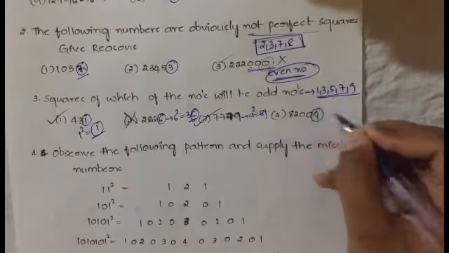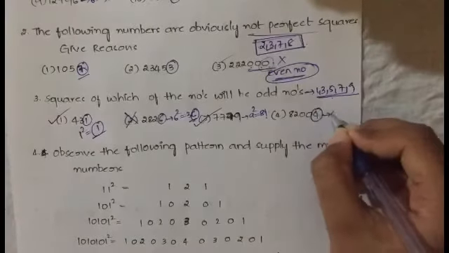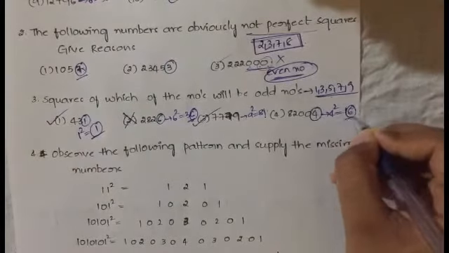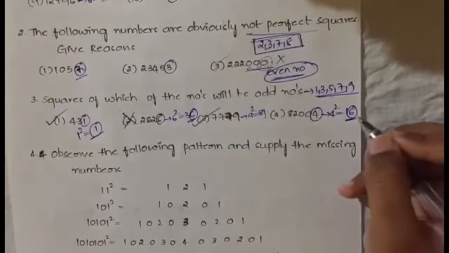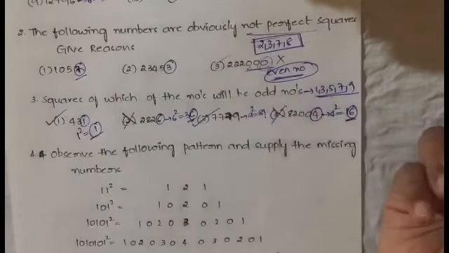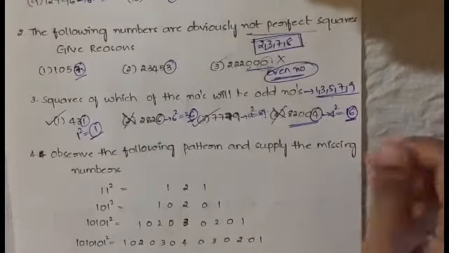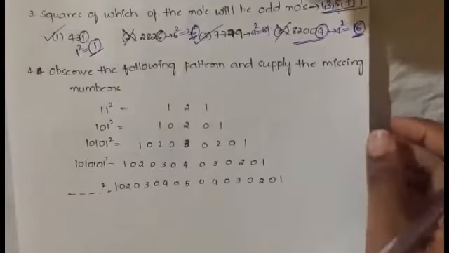Now here you have 4 in the units digit. 4 square will be equal to 16, where 6 is an even number, it is not an odd number. So its perfect square will also not be an odd number. Clear? Now let us move on to our fourth question.